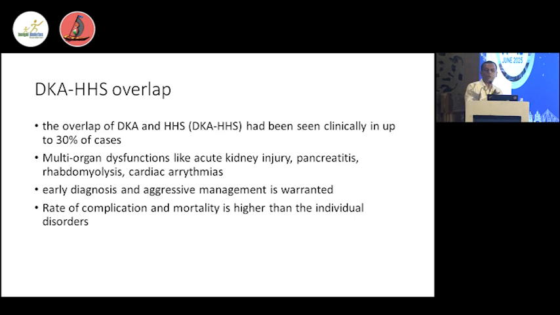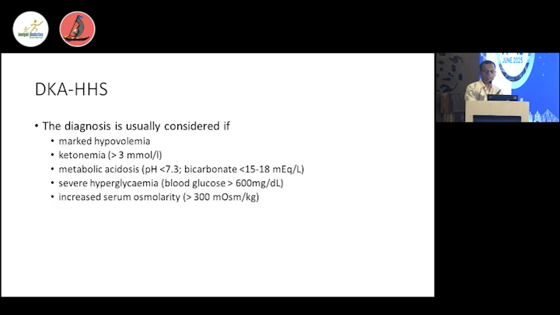Another atypical form is the overlap between DKA and the hyperosmolar state. Normally in elderly patients, in case series it has been shown that up to 30% of patients have features of both DKA and hyperosmolar coma, and it is usually diagnosed with the features of DKA, like marked hypovolemia, hyperketonemia and metabolic acidosis, along with features of HHS like severe hyperglycemia and increased serum osmolarity. From the management point of view, in this group of patients, they usually require more IV fluid and aggressive hydration than in DKA.